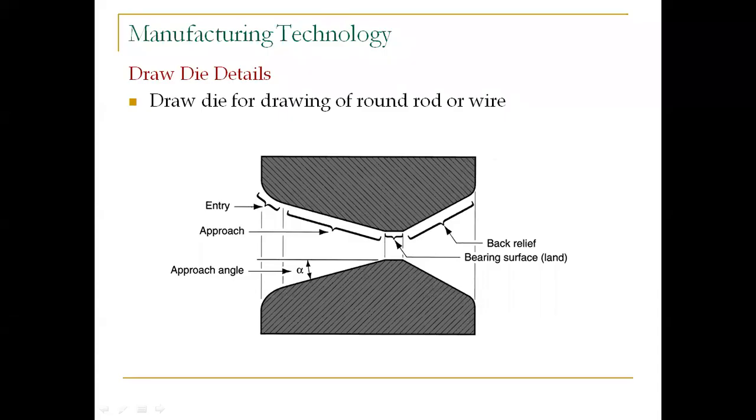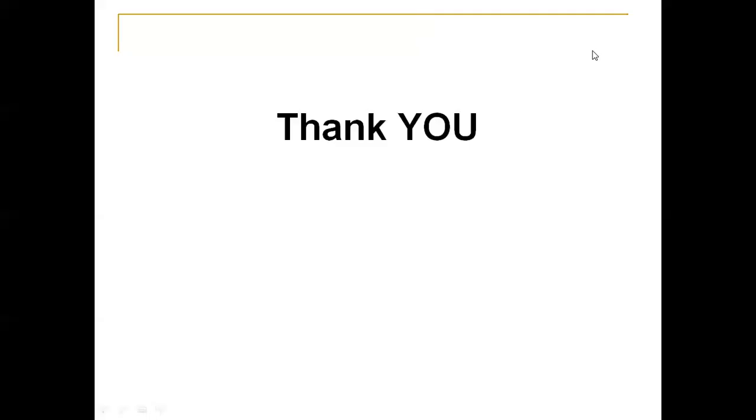So this is the die detail. It is the entry point. It is the approach from which the material piece enters this die. These are the approach angle and the back relief angle, and this is the wearing surface. The wearing surface is lubricated by a lubricant. So thank you for your attention.